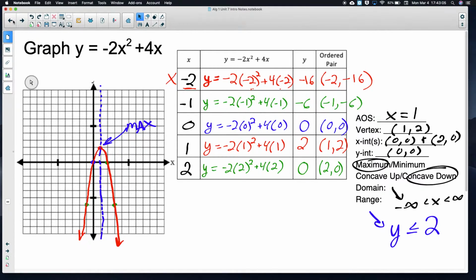We'll take care of that later. Make sure you get all that written down. That's going to be really helpful as we move on to figuring out the algebra ways to find all these key characteristics. As always, if you have any questions, please write it down.